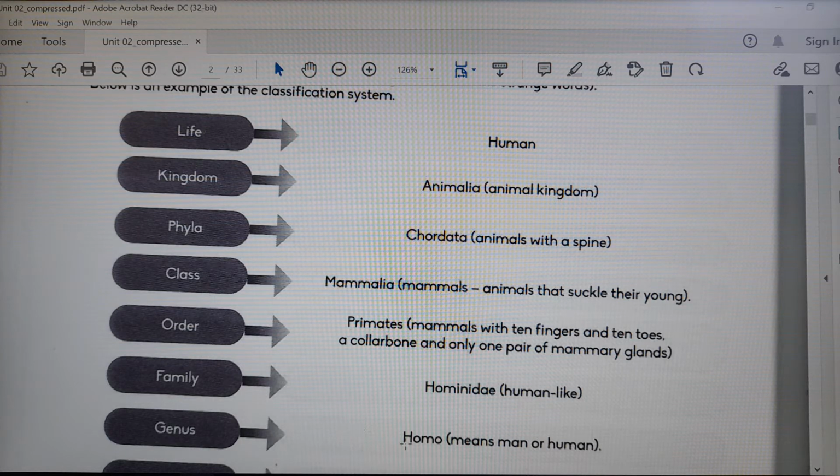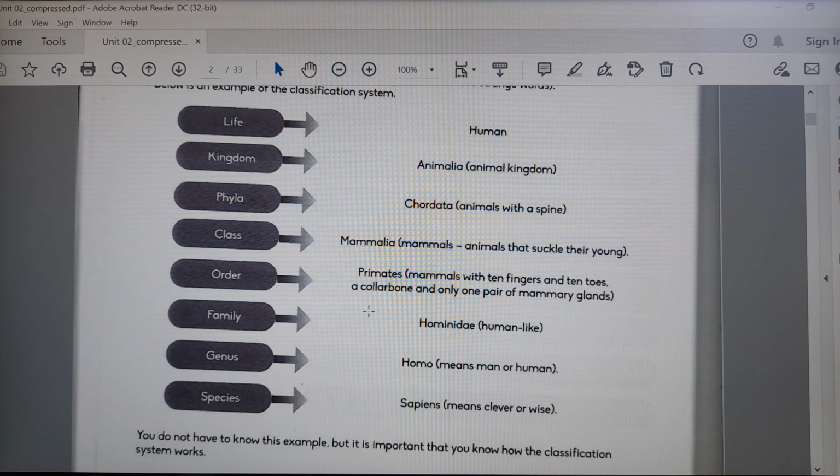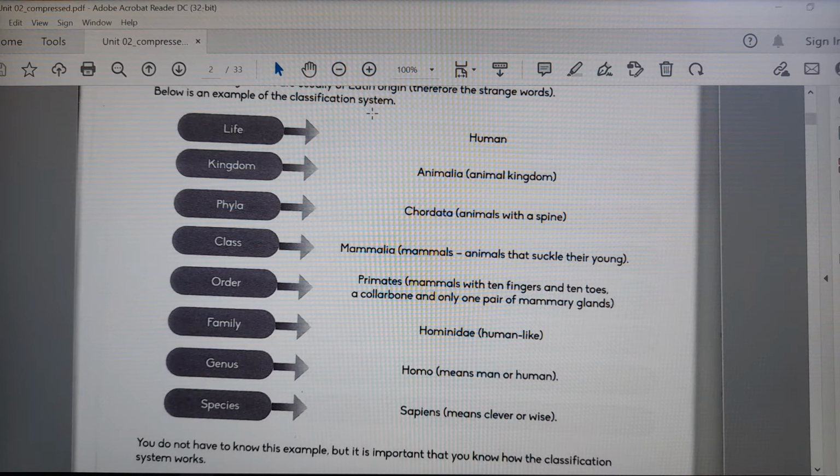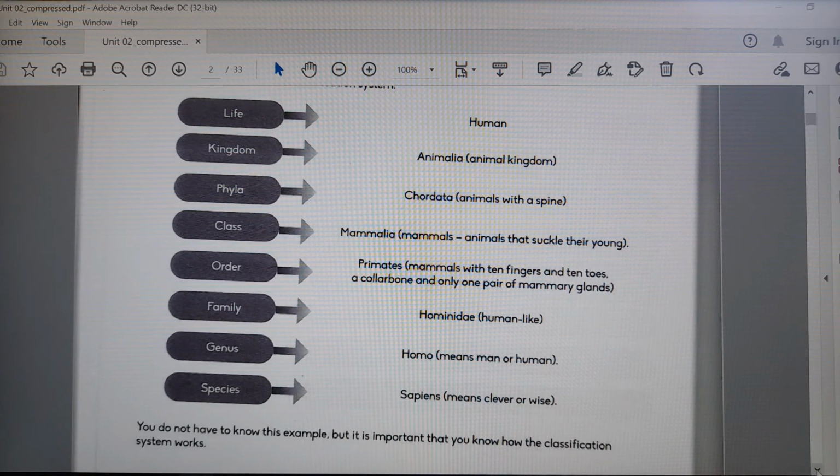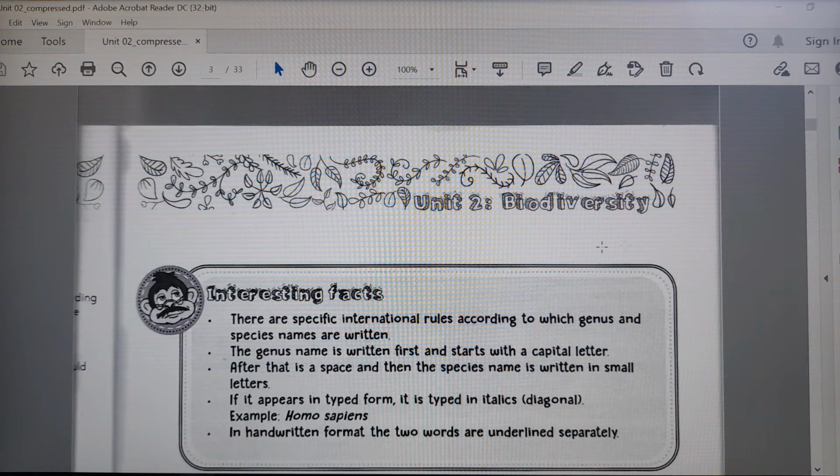And genus, it's Homo, which means man or human. And species is Sapiens, which means clever or wise. This is an example of a classification system. However, we have a note here below. They say you don't have to know this example, but it is important that you know how the classification system works. Okay, so this is not for examination or test purposes. It's just for your general knowledge to understand classification.